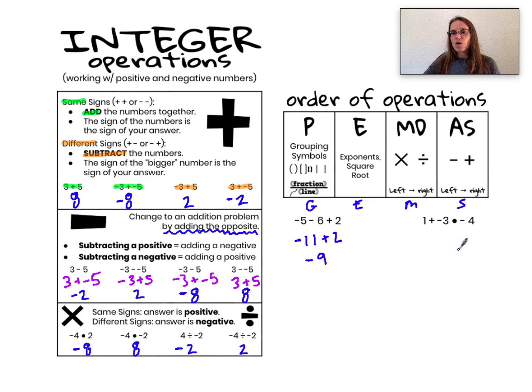Next example, 1 plus -3 times -4. Here I multiply first, so multiplying comes before adding. -3 times -4 is +12, and then I'm still going to need to add 1. So 1 plus 12 is just 13.